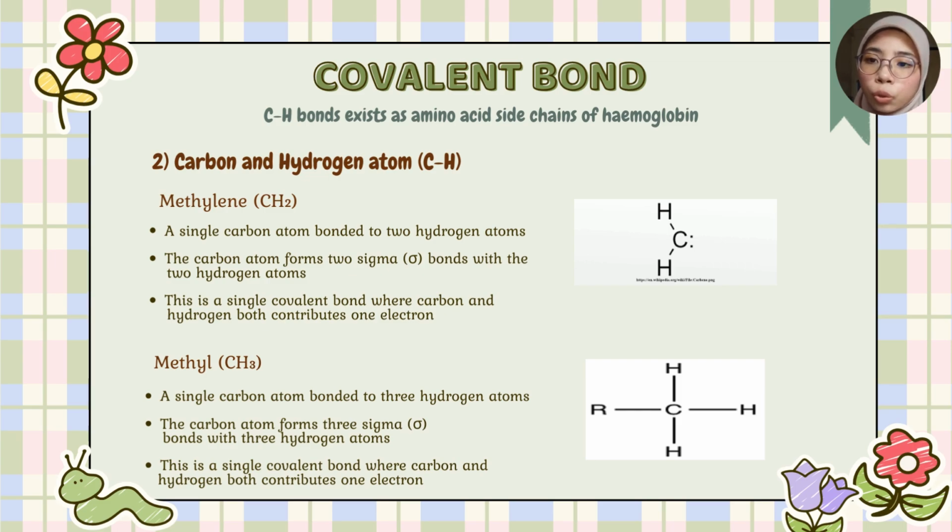Next, for the covalent bond between carbon and hydrogen atoms, they first form methylene, which is a single carbon atom bonded to 2 hydrogen atoms. The carbon atom forms 2 sigma bonds with the 2 hydrogen atoms. This is a single covalent bond where carbon and hydrogen each contribute 1 electron. The same applies for methyl, which is also a single covalent bond, where a single carbon atom is bonded to 3 hydrogen atoms, and the carbon atom forms 3 sigma bonds with the 3 hydrogen atoms.